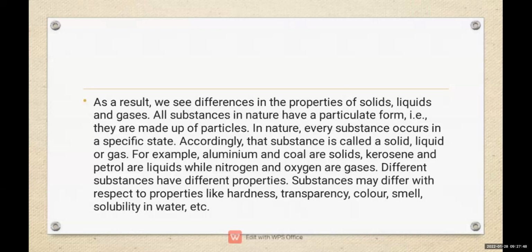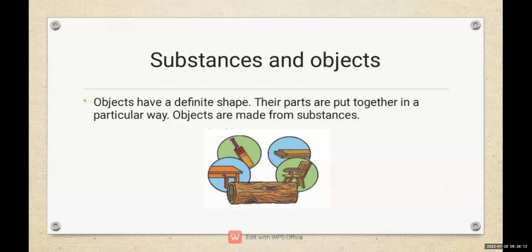Okay, different substances have different properties. Substances may differ with respect to properties like hardness, transparency. Water is transparent. Okay, hardness means like iron and coal. Okay. Colorless, then sometimes there is color, sometimes smell, or odorless, solubility in water, sometimes some solid also dissolves in water, solubility in water. Okay, like sugar and all that.